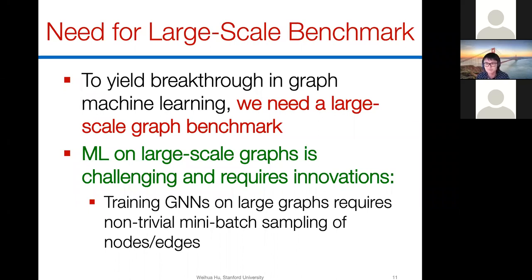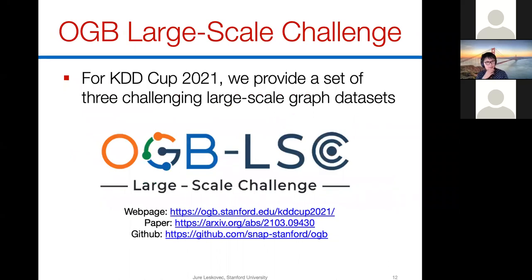And so for this KDD Cup 2021, we introduced a set of 3 challenging, very large-scale graph datasets that I'm going to introduce later. So the web page is under ogb.stanford.edu. We have a paper describing this challenge, and the GitHub repository is also here, so you can feel free to access it.